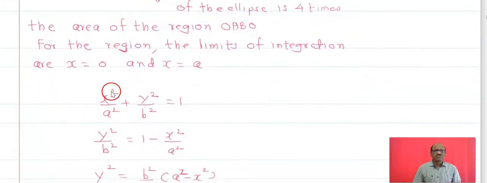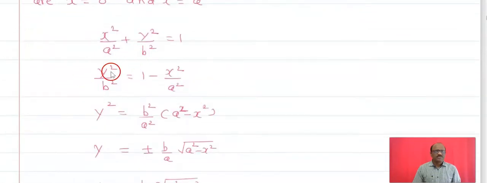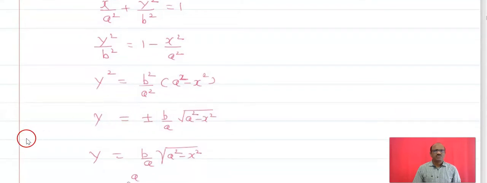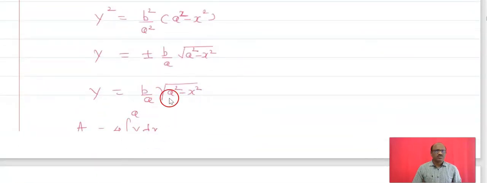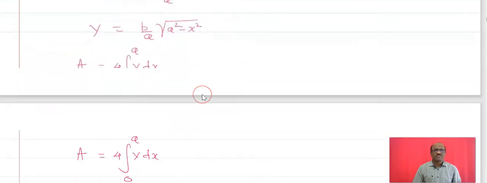Now see this, the equation of the ellipse is x square upon a square plus y square upon b square equals 1. Therefore, you will get y square upon b square equals 1 minus x square upon a square. If you simplify, you will get a square minus x square upon a square, so y square equals b square upon a square in brackets a square minus x square. If you take the square root, you will get y equals plus or minus b upon a under root of a square minus x square. That is, y equals b upon a under root of a square minus x square. We are considering the first quadrant.